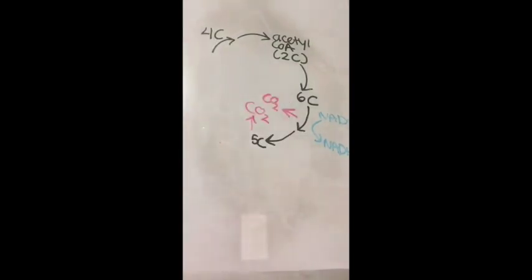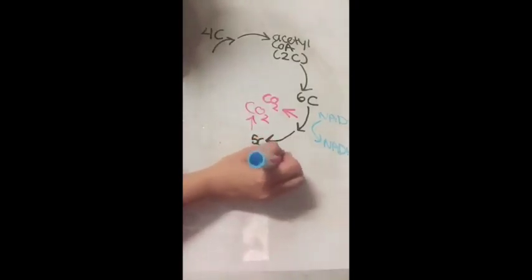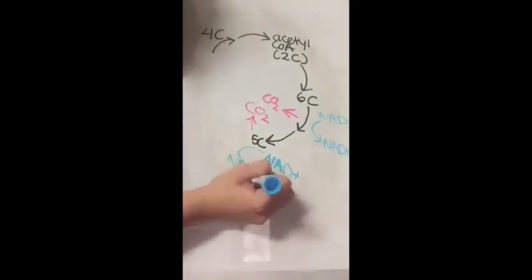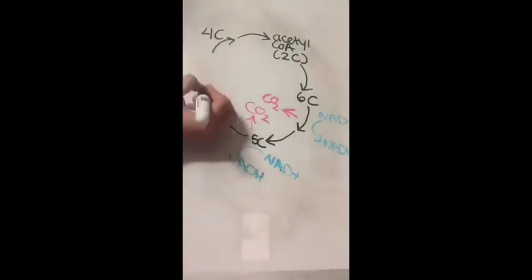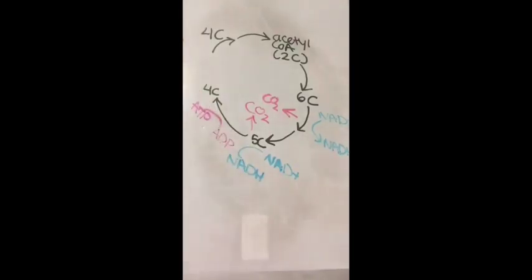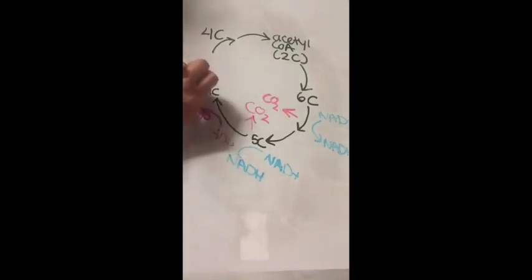Now, a 5-carbon molecule oxidation occurs with the same results as last time, as well as resulting in the reduction of an ADP molecule to form ATP. This 4-carbon molecule continues the cycle, and its excess energy is used to reduce electron carriers NAD+ and FAD+ to NADH and FADH2.